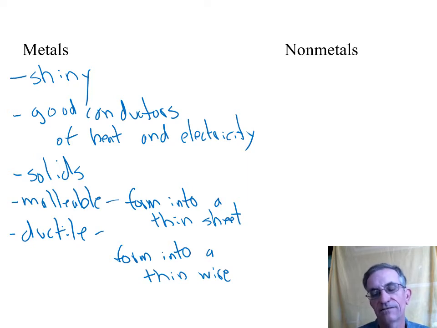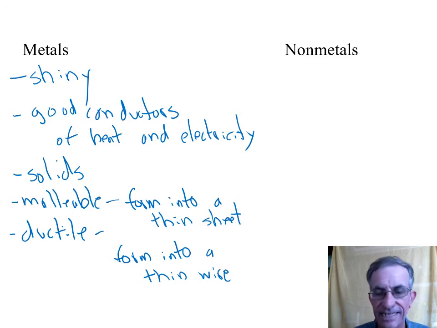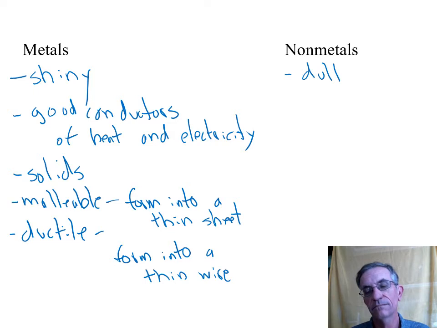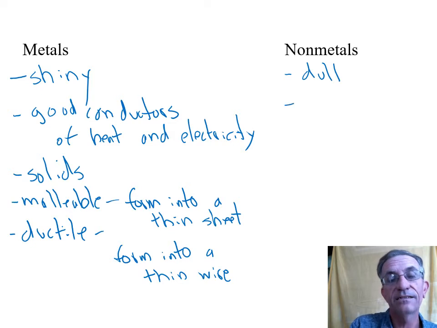Now, nonmetals, which are on the other side of the periodic table, in that top right corner, are basically the opposite of everything I just said. Instead of being shiny, they're the opposite of shiny. What's the opposite of shiny? Dull. Instead of being good conductors, they're bad conductors. They don't carry electricity very well. They don't carry heat very well. So they are bad conductors.